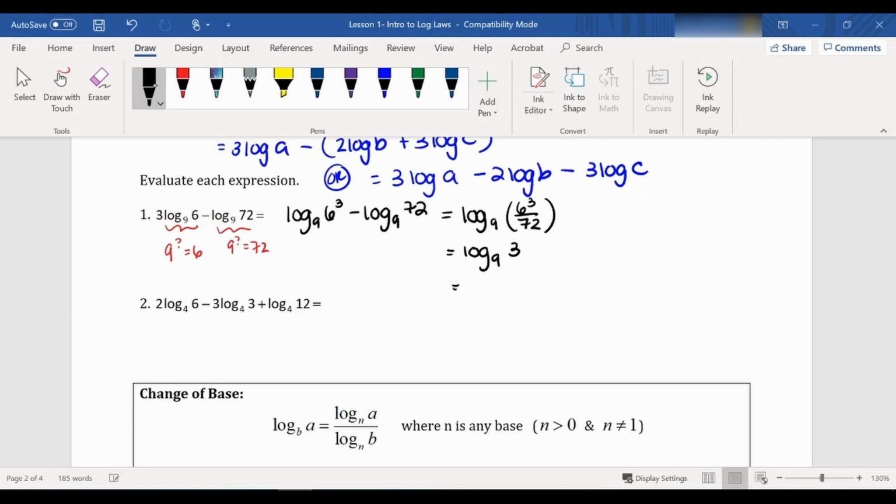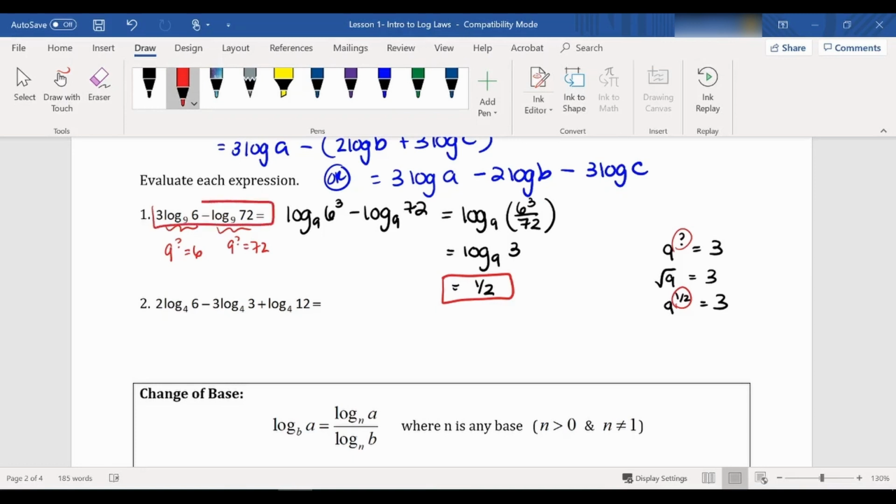And so when I find this answer, my question is 9 to what power gives me 3? Well, I do know that the square root of 9 is 3, and the square root of 9 would be 9 to the power of 1/2. Okay, which means that log base 9 of 3 is equal to 1/2. So this whole expression here is equal to 1/2.